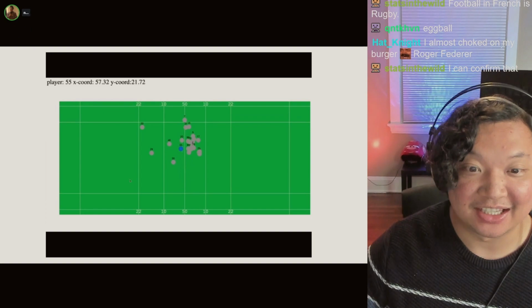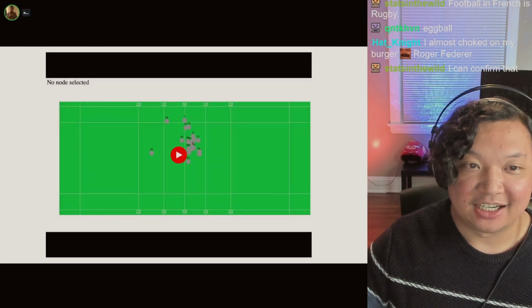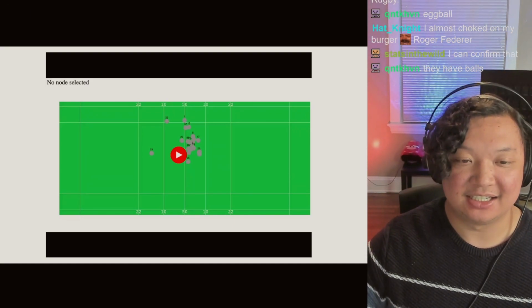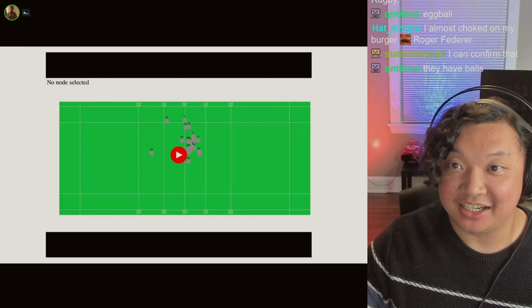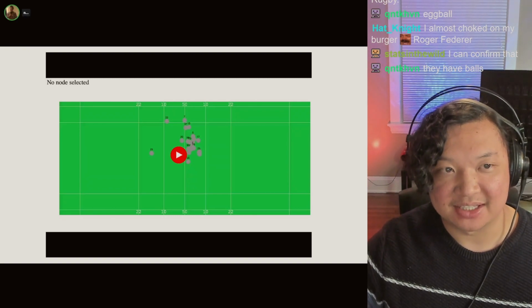So this is good. I see a lot of value here, and I'm excited to use something like this to have a little more creativity, a little more ownership over play design. So that's pretty cool.